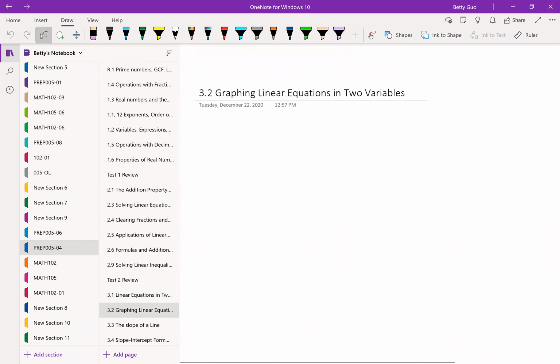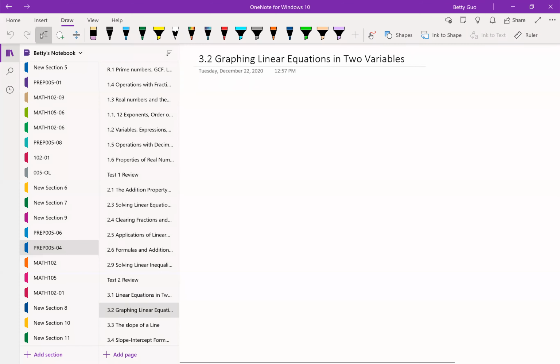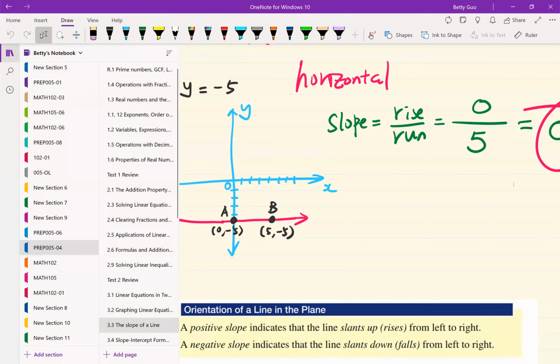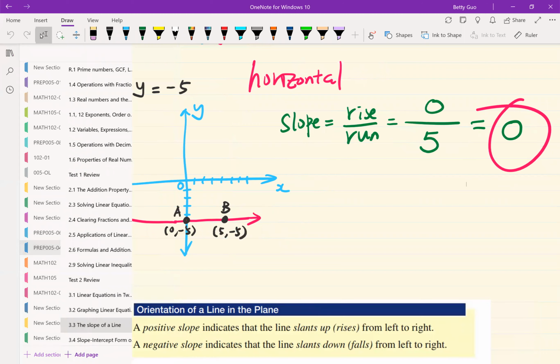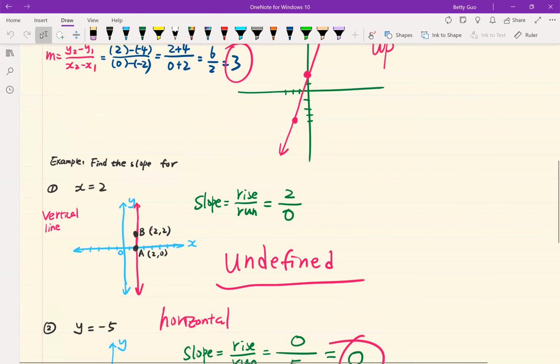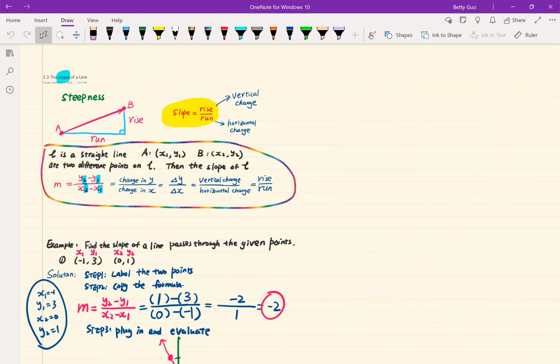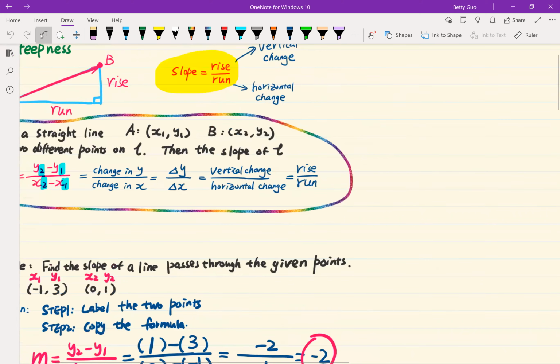Actually, we did 3.2 as well. Are you guys doing MyLab Math? So in MyLab Math, you should have chapter 1 and chapter 2 both finished. For chapter 3, we did 3.1 and 3.2 so far. Okay, 3.3.